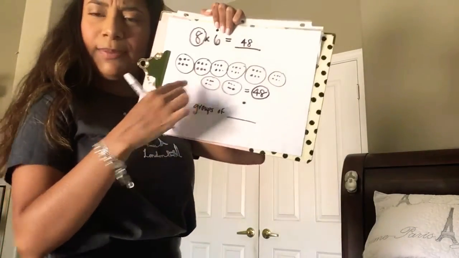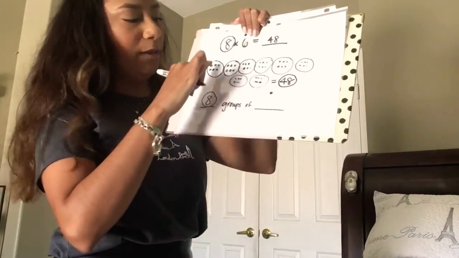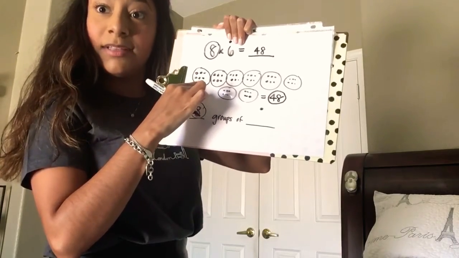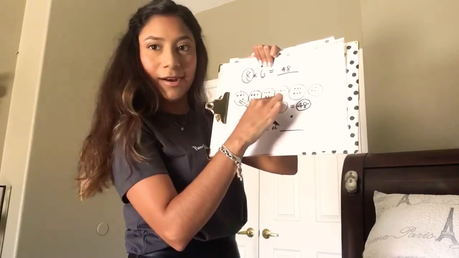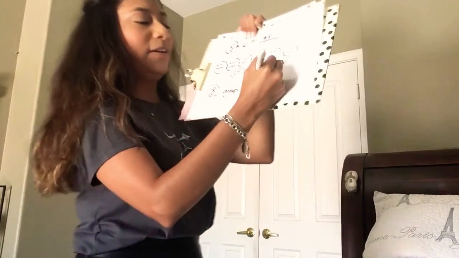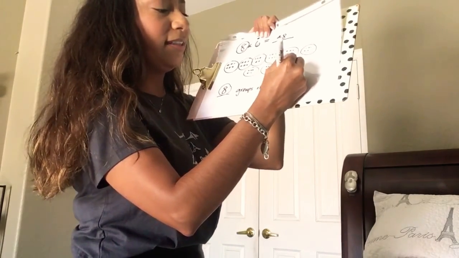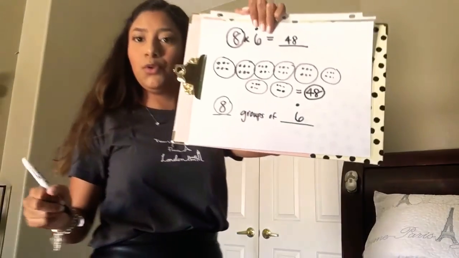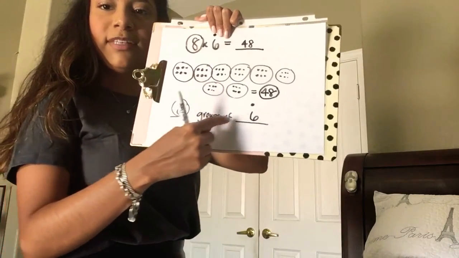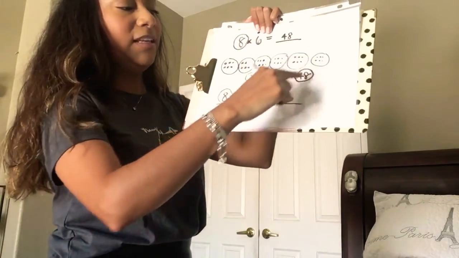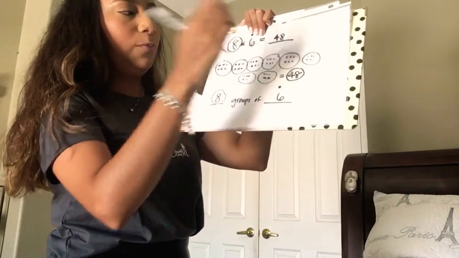And when we're looking at my picture here, how many little dots do we have? How many do we have here? 6. And how many do we have here? 6. And how many here? And how many here? And how many here? Perfect. So we have 6 little dots in each big circle. So all together we have 8 groups of 6. And these are all my equal groups.